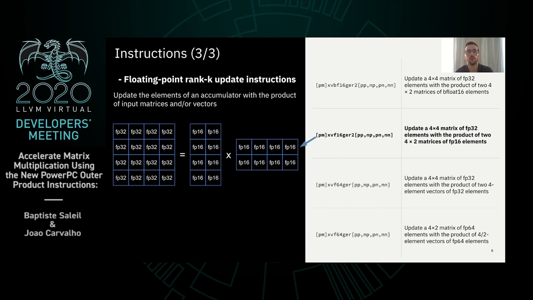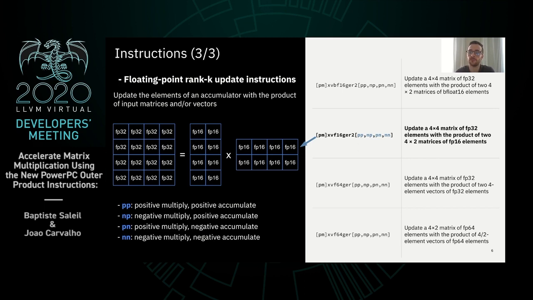You can see that for these instructions, we also have the PM prefix for lane masking, and we also have suffixes to accumulate the results of the computations. And once again, here we have similar instructions for different types. So we have instructions for BFloat16, FP16, FP32, and FP64.